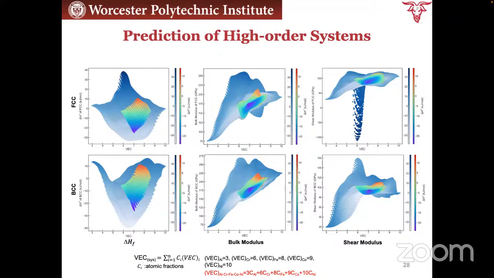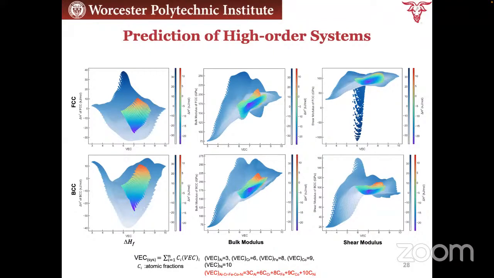With that we can plot. We have about 300,000 points for this 5-element system. The top one is for FCC, the bottom one is for BCC. In this whole composition space, what we found is that the alloys matching the high entropy alloy definition will be in here. The first one is the phase stability, so the lower, the better. The second one is the bulk modulus, and the third one is the shear modulus.